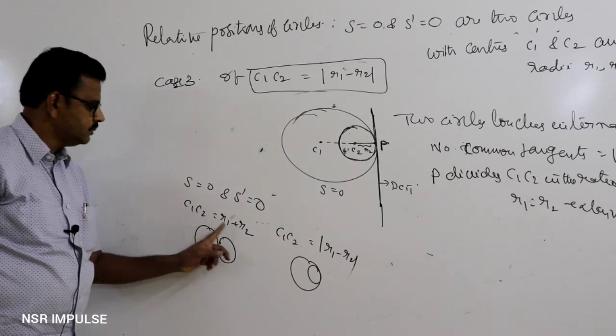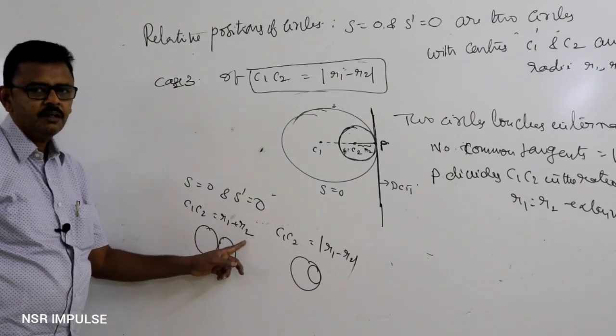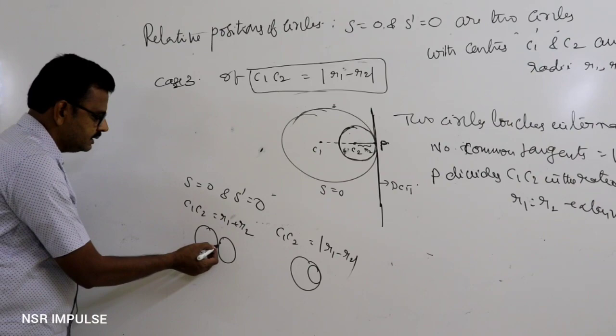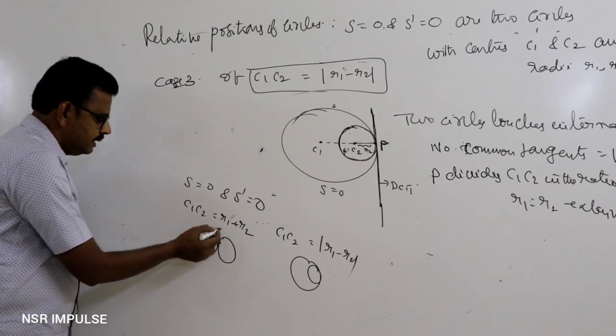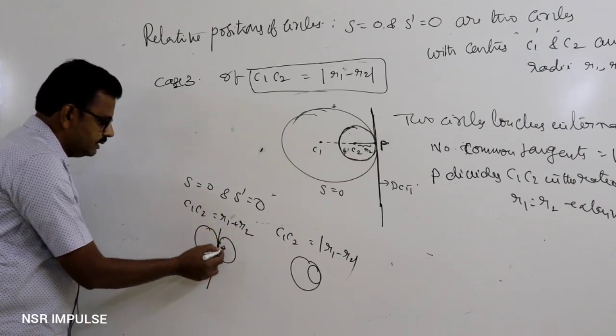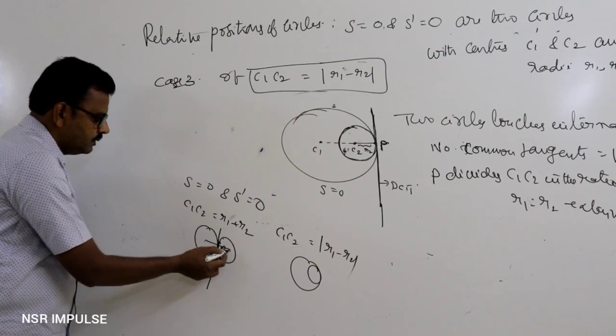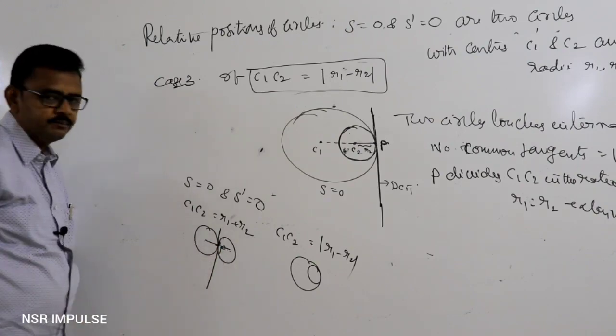Suppose C1C2 equals R1 plus R2. The two circles touch each other externally, and the point of contact divides C1C2 in the ratio R1 is to R2 internally.